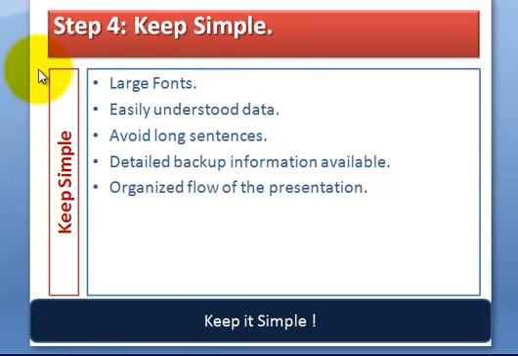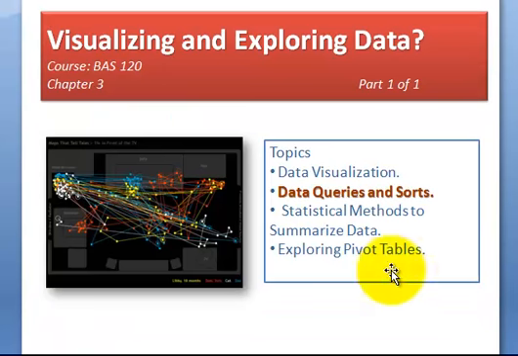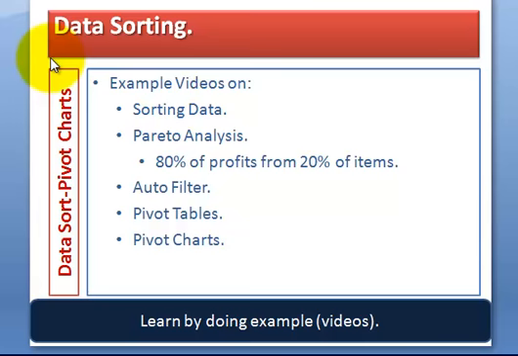Relatively large fonts, easy to understand data, avoid long sentences, have some backup if they need additional information, and organize the flow of your material around your key messages. So, what about data queries and sorts? How do we take all of this data and query it so that we can depict what the key messages or the key conclusions are in our data?